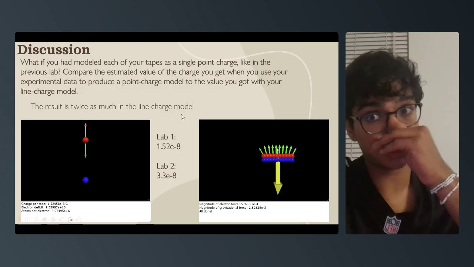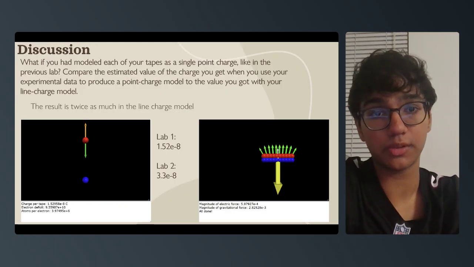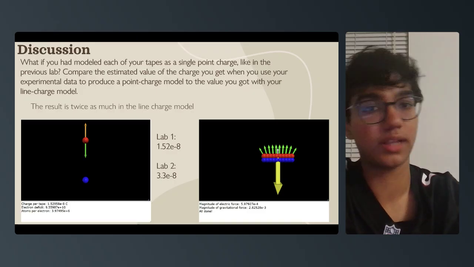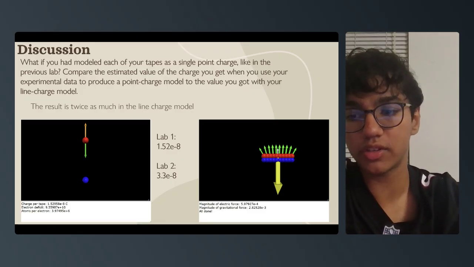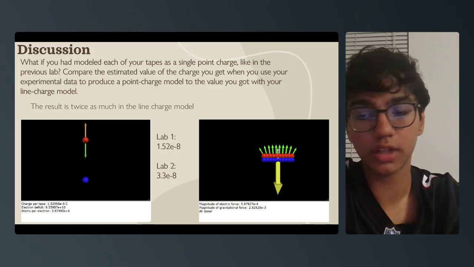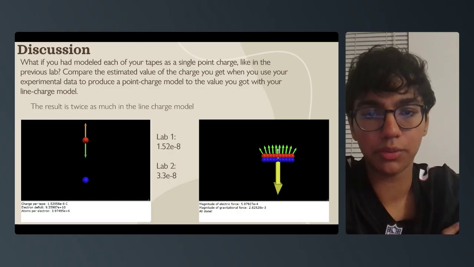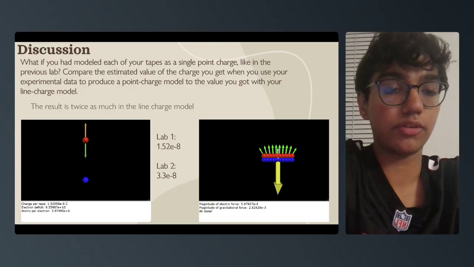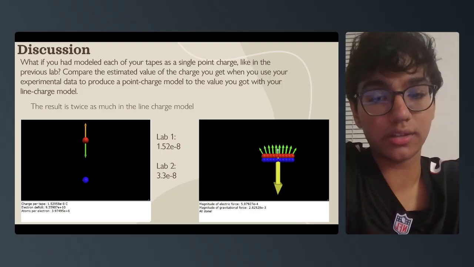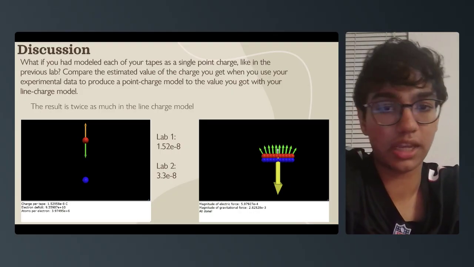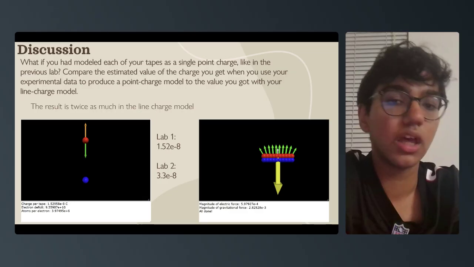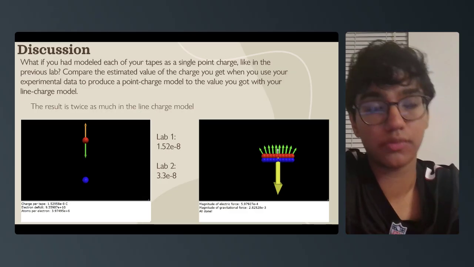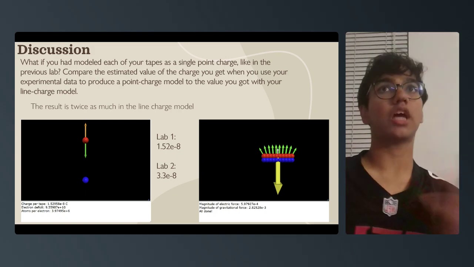Discussion. What if I had modeled each of the tapes as a single point charge like in the previous lab? We compare the estimated value of the charge we get in Lab 1 versus Lab 2. As you can see, the one on the left is the Lab 1 result I got, and the charge per tape turned out to be 1.52 times 10 to the negative 8. On the right I have my model from this lab, and the result I got was 3.3 times 10 to the negative 8 coulombs. Both of them are in coulombs. And you can see that the Lab 2 result is twice as much, so there is a drastic difference with considering a line charge, compared to estimating the entire charge to be concentrated at one point.